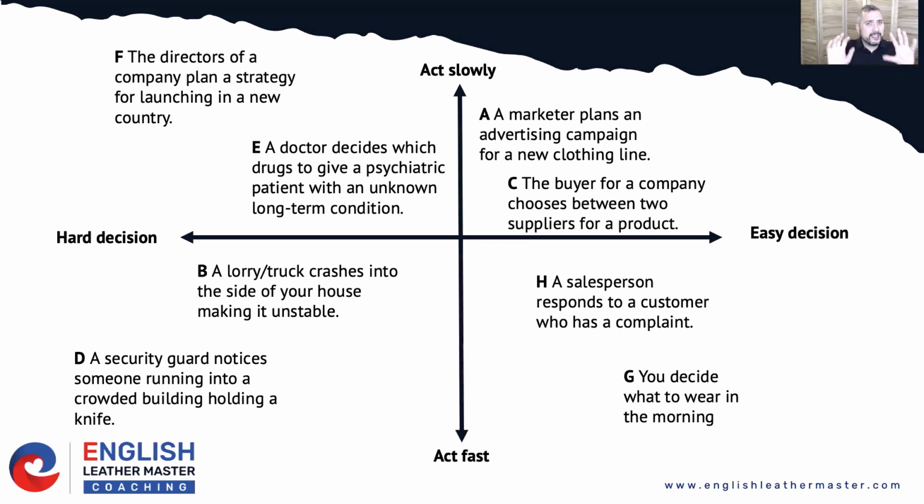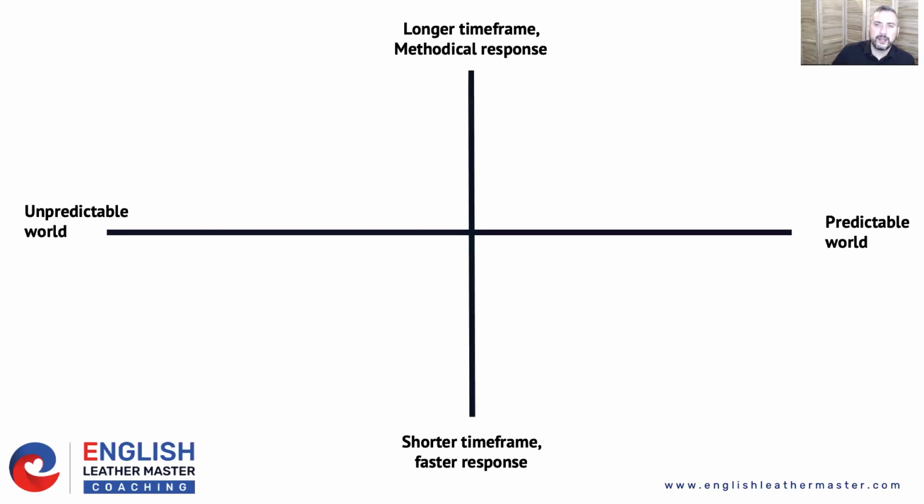Now, that in a way is Cynefin, those 4 quadrants. However, it's not quite set out like that in the model itself. So the Cynefin model itself has predictable world and unpredictable world, short time frame that requires a fast response, and long time frame that requires a methodical response.